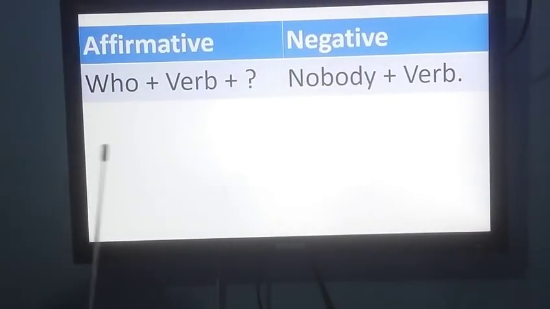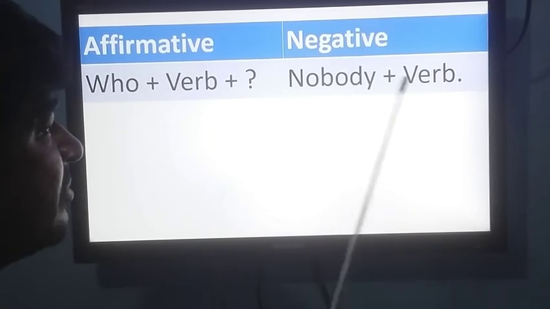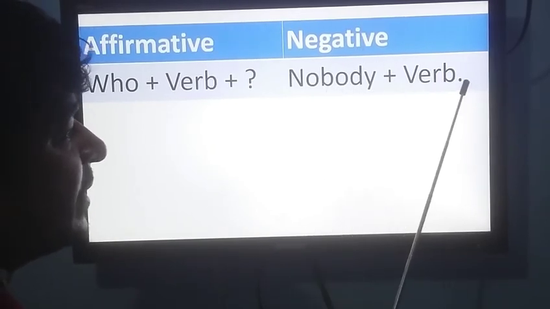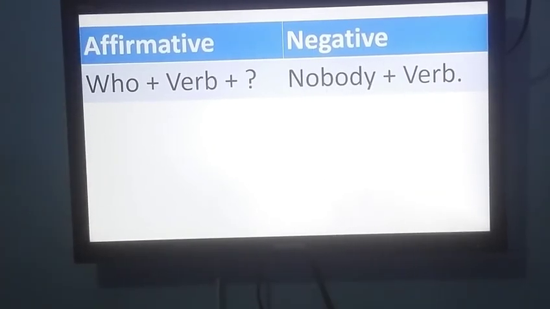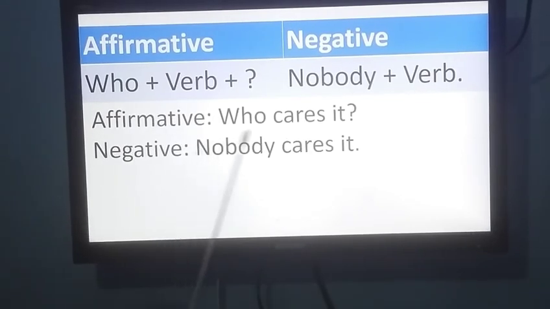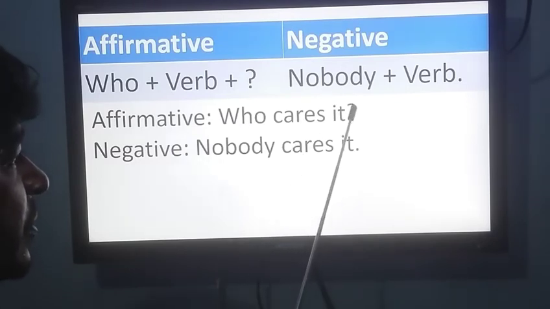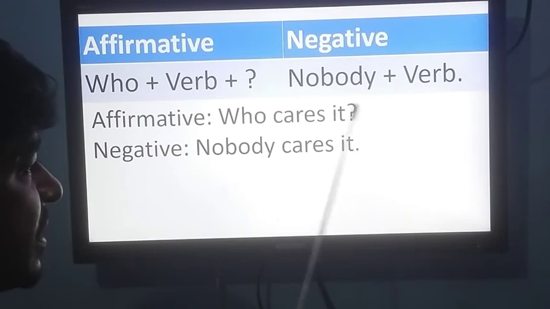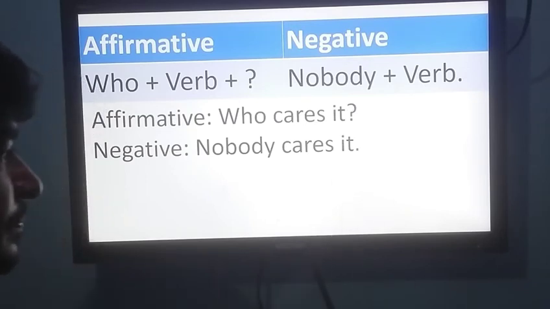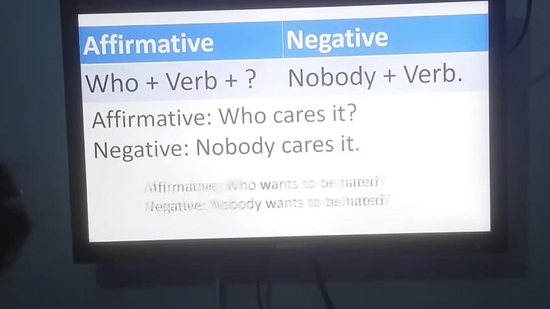In affirmative sentence, if you get the structure who plus verb plus note of interrogation, in negative sentence you have to use nobody plus verb, then full stop. Okay, see the example. Who cares it? In place of who, we have used here nobody, then cares, then it, then the note of interrogation has been abolished and it has become a full stop. Nobody cares it. That means who cares it? Who cares it? Nobody cares it.